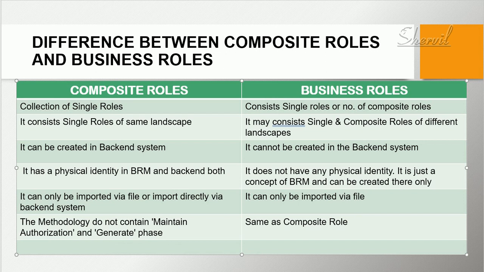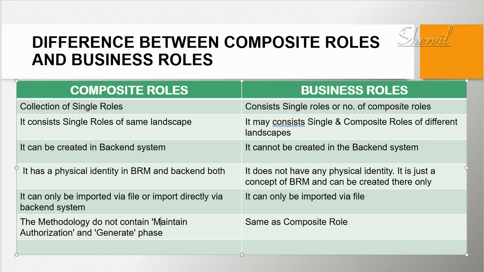Whereas a business role cannot be created in the backend system. The concept of business roles does not exist in your ABAP-based systems like ECC or BI or CRM or Solution Manager for that matter. So there is no concept of business roles in your plugin systems. A composite role has a physical identity in BRM and in the backend both, meaning it exists in both. Once you start maintaining roles through BRM, the role definition exists in BRM and is then pushed to the backend system also.